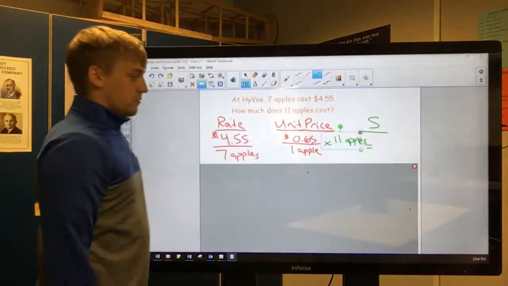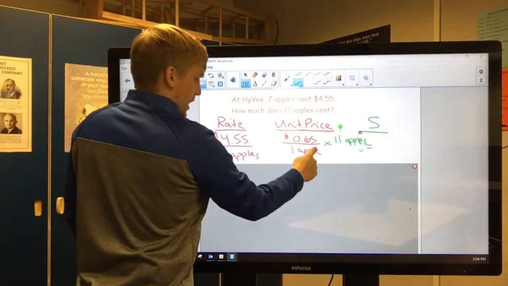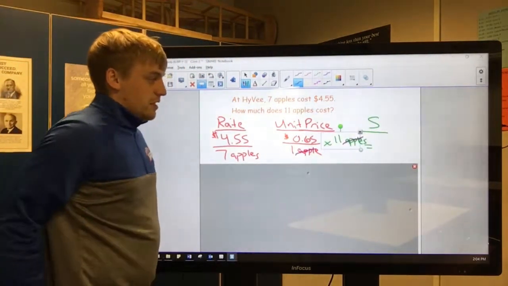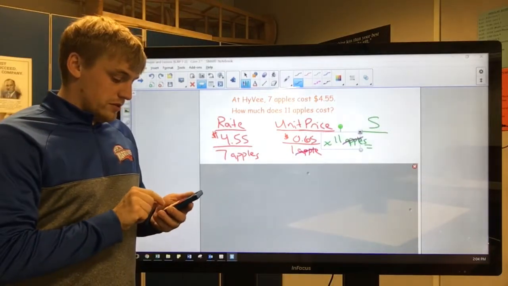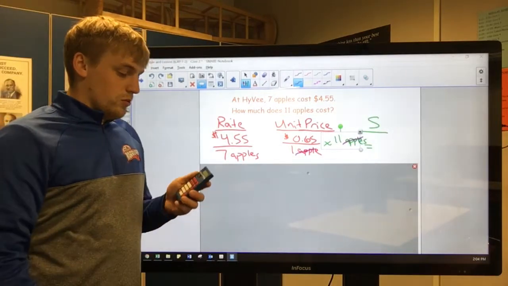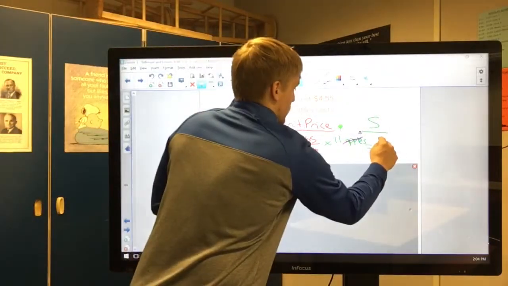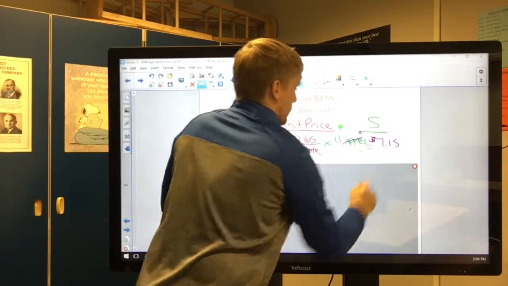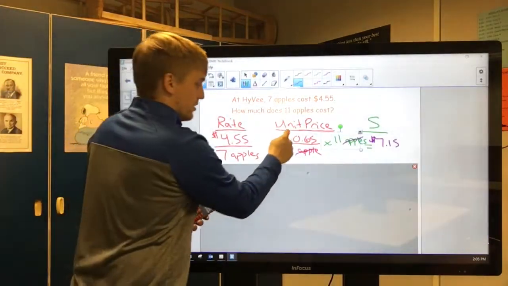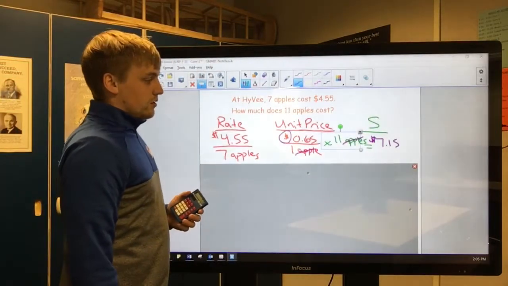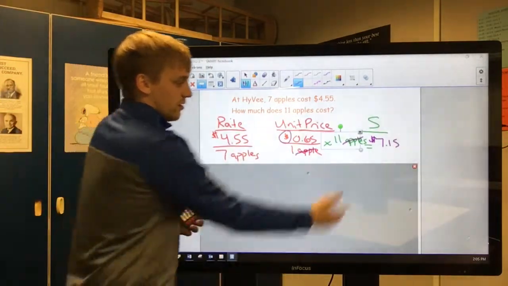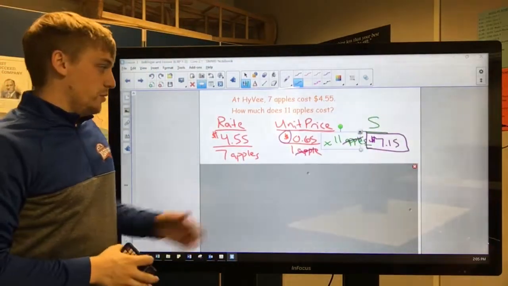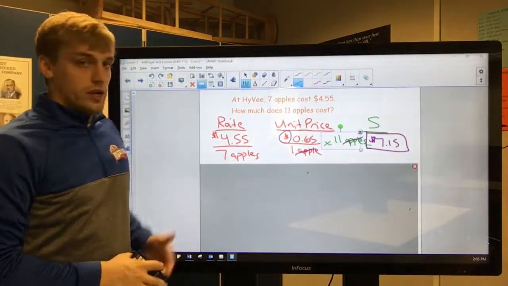Which equals, let's see, apples cancels, 65 cents times 11. So I'm going to take my calculator out. 65 cents times 11 was $7.15. So I get $7.15. Okay, and the reason that my label is dollars is because that's the label that's left. So how much do 11 apples cost? 11 apples cost $7.15. How did we get that answer? We used the unit price that we got from our unit rate.